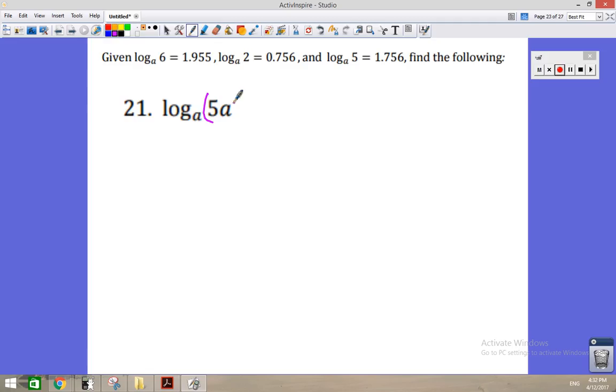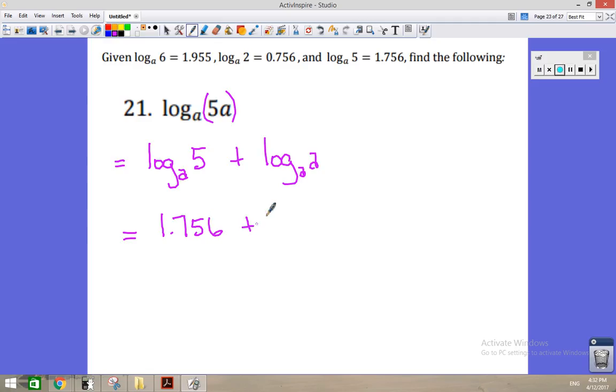I have multiplication, so I can write that as the sum of logs. Log base a of 5 plus log base a of a. They tell me that for this first term it's 1.756. And a to what power gives you a? Well, a to the first power. So 2.756. I didn't even need a calculator for that one. Hip hip hooray.